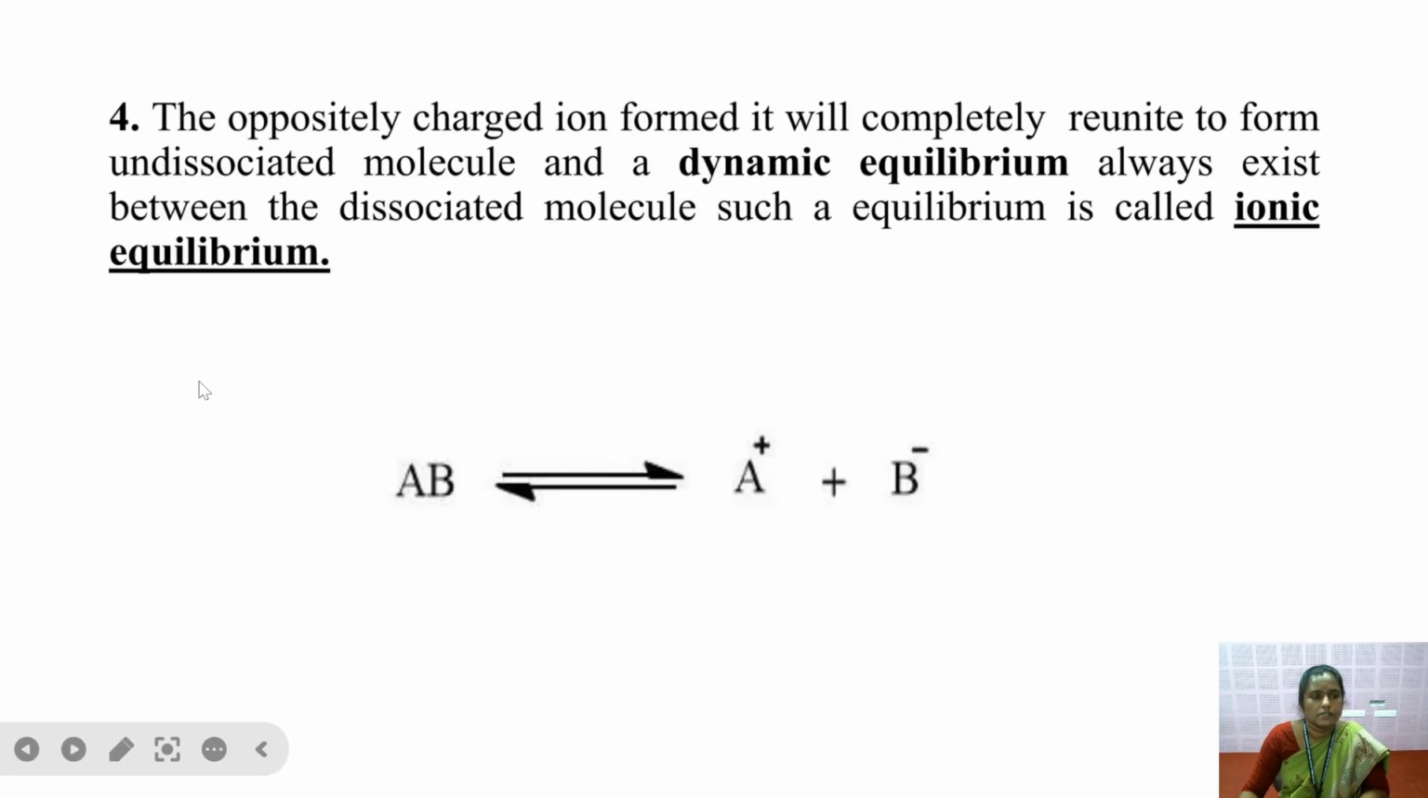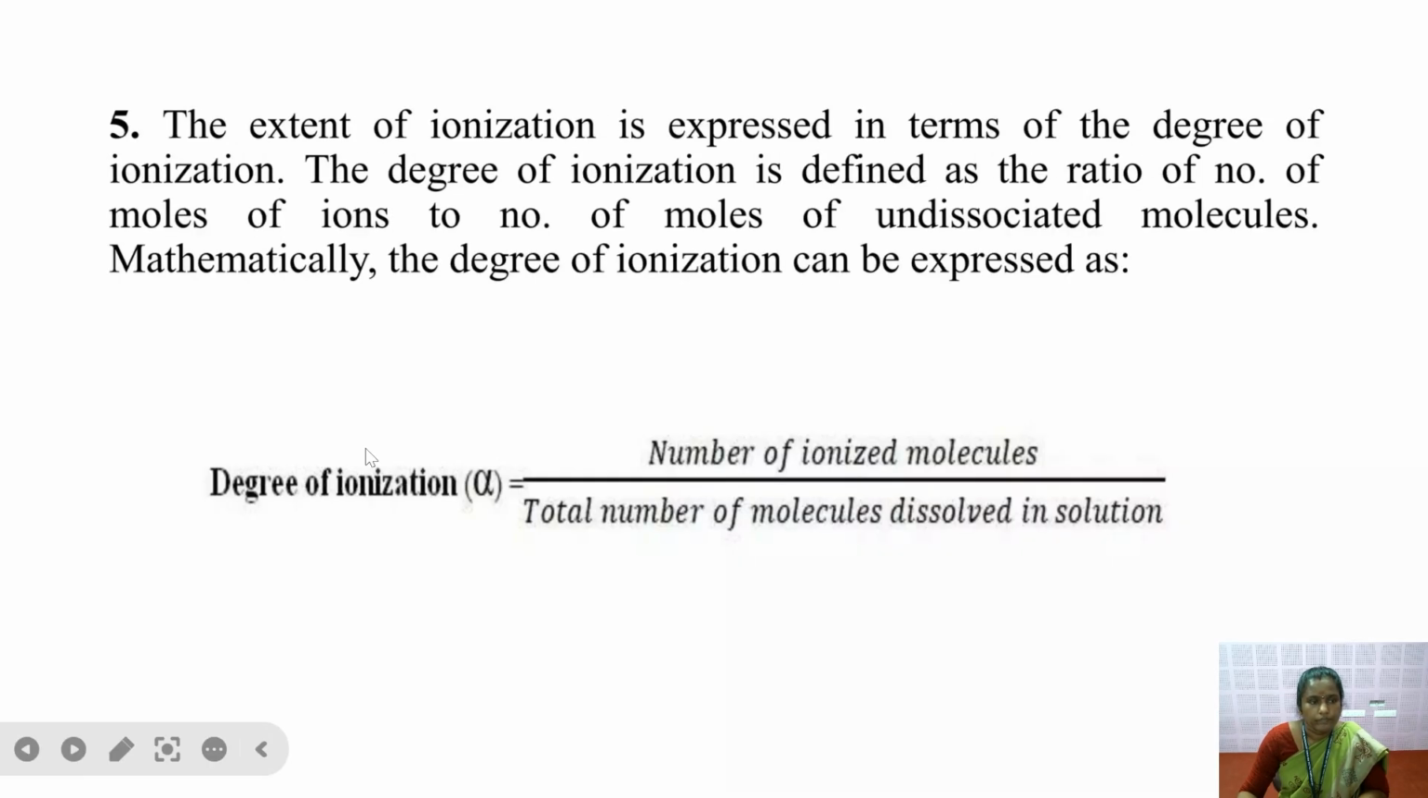And the fourth one: the oppositely charged ions formed will reunite to form undissociated molecules, and a dynamic equilibrium always exists between the dissociated and undissociated molecules. Such equilibrium is called ionic equilibrium. So the molecule dissociates to form A+ and B-. This is the dynamic equilibrium.